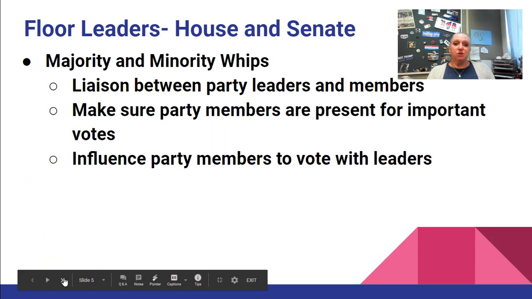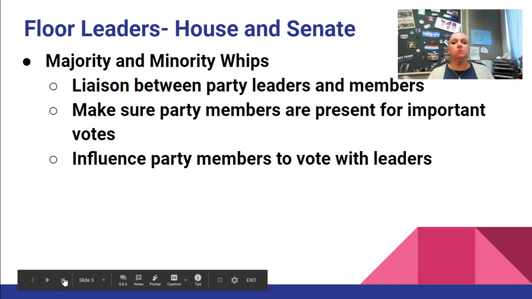Then you have the majority and minority whips. Both parties have a whip. The whip's job is to act as a liaison, a go-between between the party leaders, so the majority leader, the President pro tem, or the Speaker of the House, and its members. Their job is to communicate with them and give them information. They also make sure that party members are present for important votes. They will influence party members to vote with leaders.